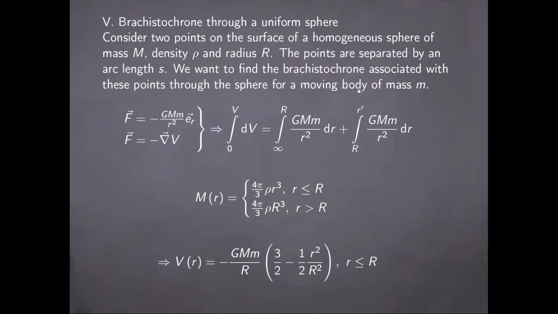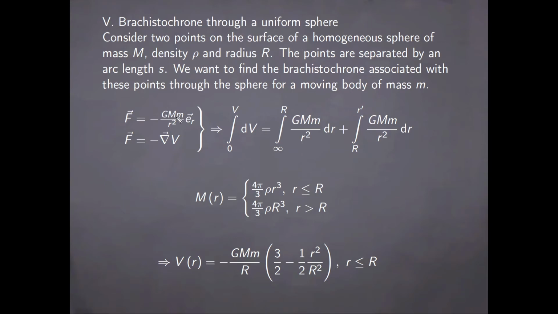The last problem that we are going to discuss in this section is the problem of a Brachistochrone through a uniform sphere. So we are to consider 2 points on the surface of a homogeneous sphere of mass m, density ρ, and radius r. The points are separated by an arc length s. We want to find the Brachistochrone associated with these points through the sphere for a moving body of mass m.